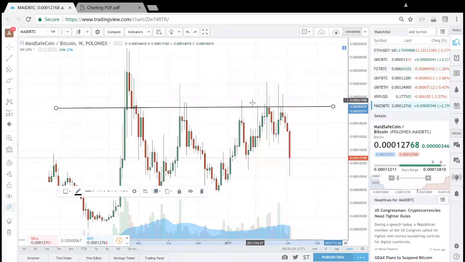Okay, this is what you call a resistance. Resistance means that usually when prices touch this point, it will go back down. For example, you can look at here, the recent price tries to go up, but it goes back down, right? So this forms what you call a resistance.